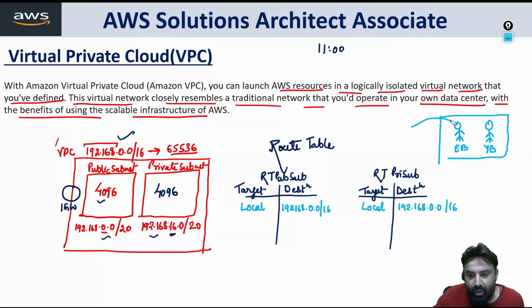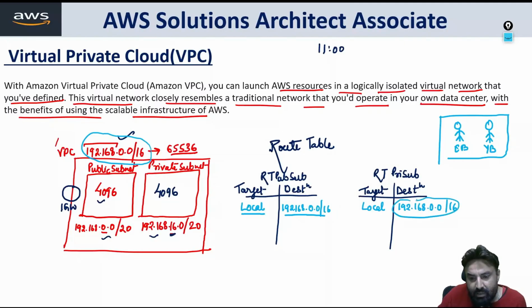Now tell me one thing. The elder brother can be in this home. Yes. The younger brother can also be in this home. So this home is local to them, and their destination is the size of this home. Exactly what am I writing? For both the public subnet and the private subnet, I'm writing target is local and destination is 192.168.0.0/16. This means the public subnet, treat it as the elder brother, can be locally inside this area. And even the younger brother, the private subnet, can be locally inside this area.